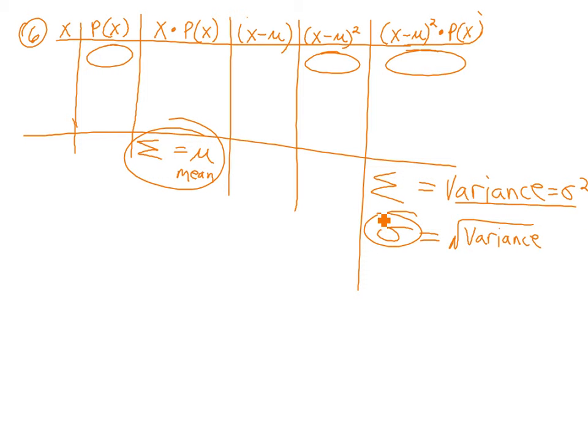I just plug mine into the calculator. When you put them in the calculator, all you do is put in all the numbers in list 1, you put in all the x's, and in list 2, you put in all the P of x's, all the probability of each one.